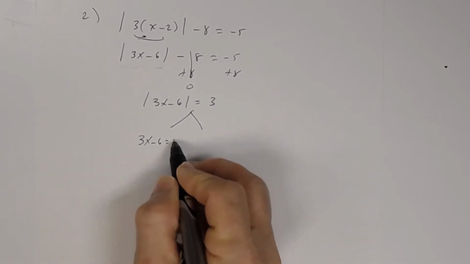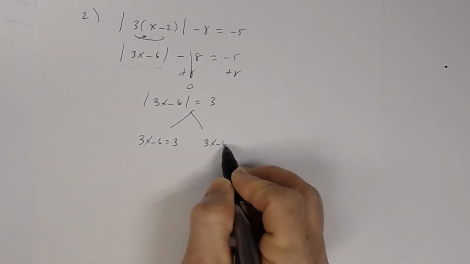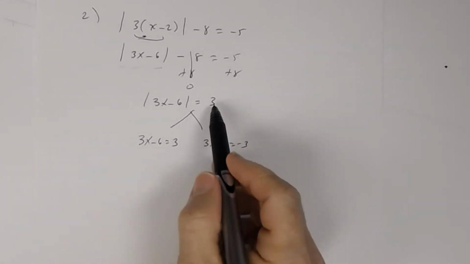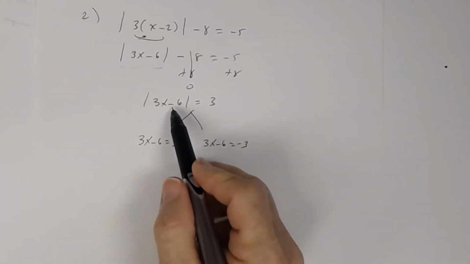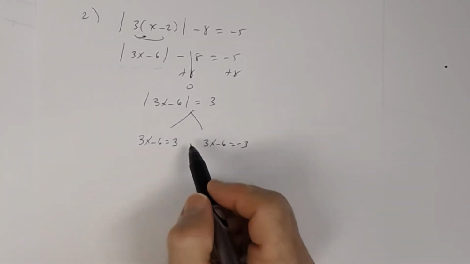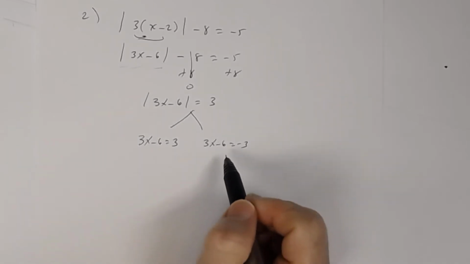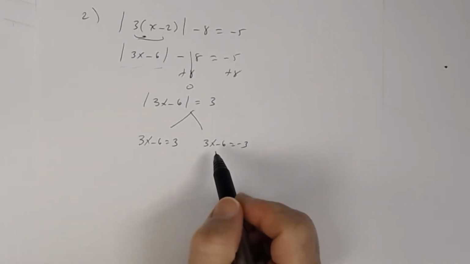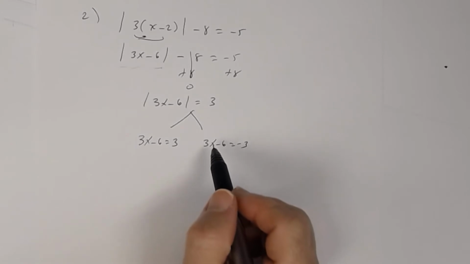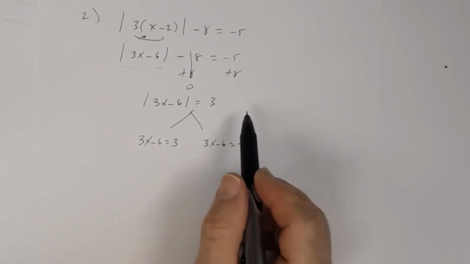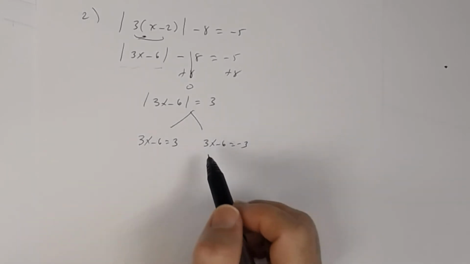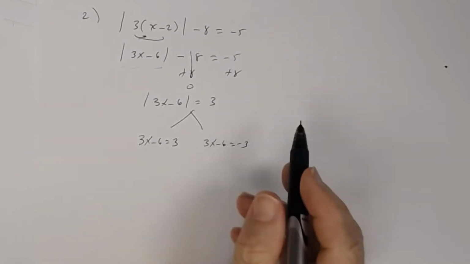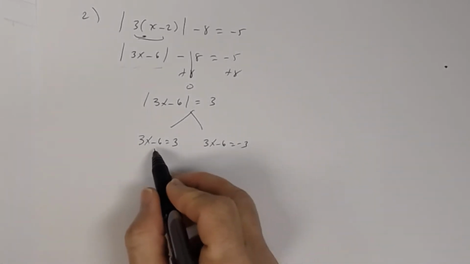3x minus 6 equals a 3. 3x minus 6 equals a negative 3. So you rewrite the expression that's inside the absolute value bars, and you can say 3 and a negative 3. Because remember, in our lessons, we talked about the absolute value measuring the distance a number is from 0. So 3 to the right, 3 to the left. So positive, negative. Notice I have two linear equations, so I can deal with that.